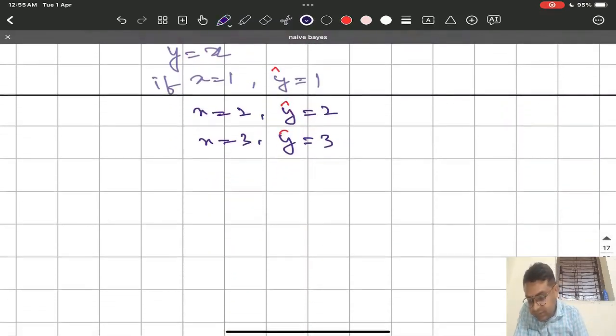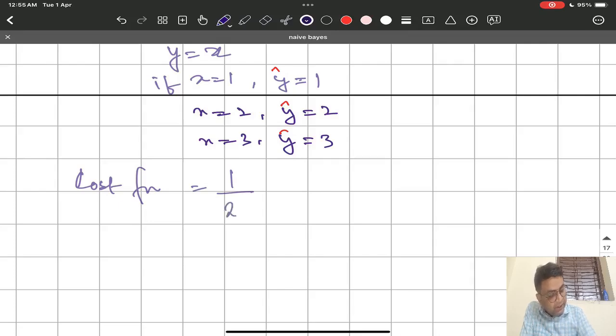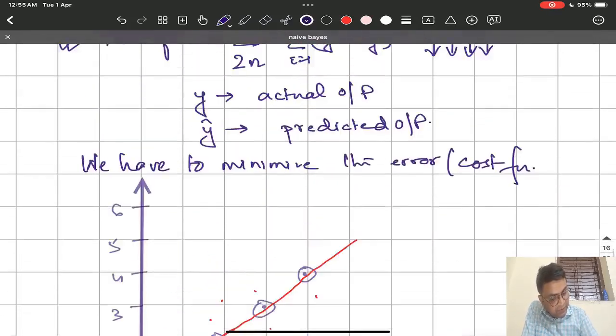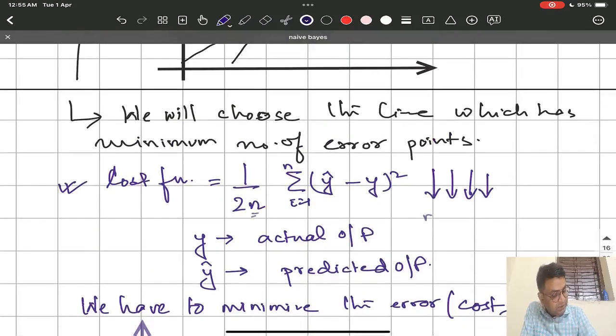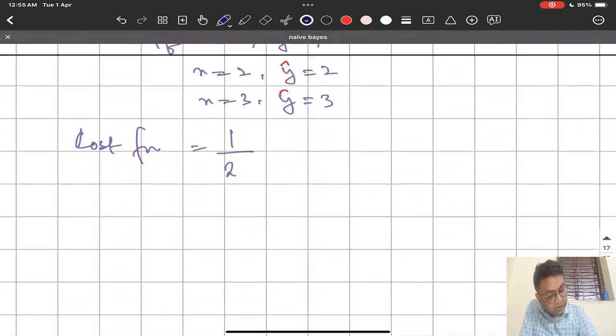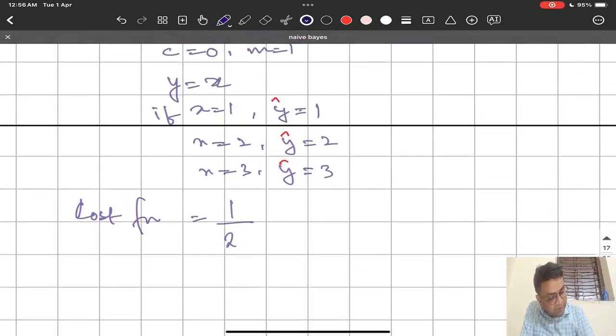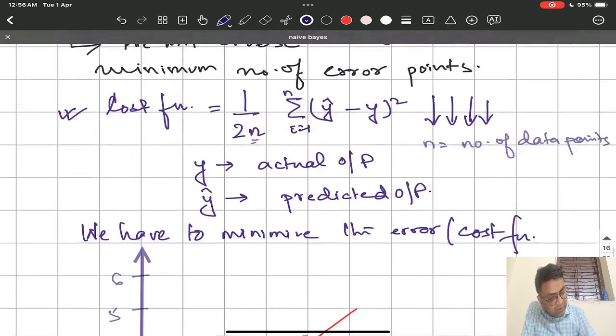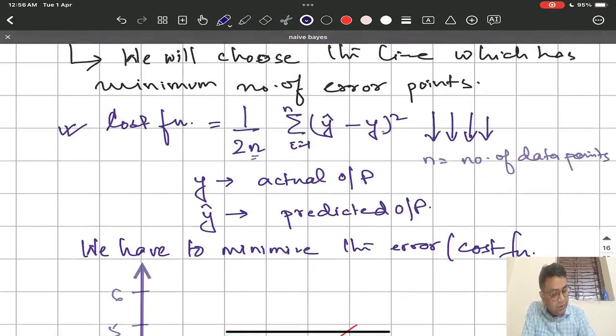So what will we do? Cost function equal to 1/2n, where n is the number of data points. So how many data points are there? There are 3 data points. So 2 into 3, into bracket, summation from i equal to 1 of y hat minus y, whole square.